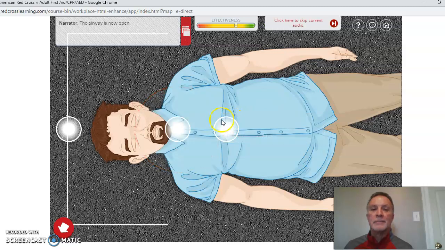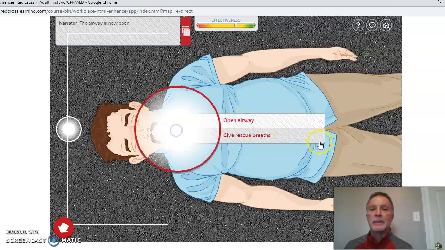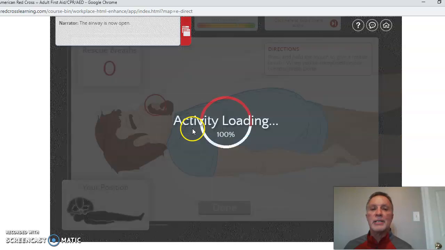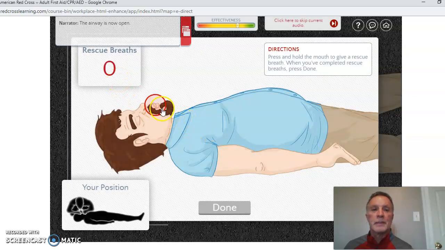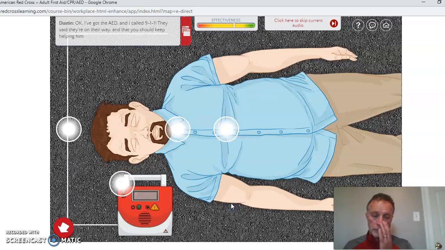Open the airway. The airway is now open. Okay. Give rescue breaths, and that would be 2. Okay, I've got the AED and I called 911. They said they're on their way and that you should keep helping him.